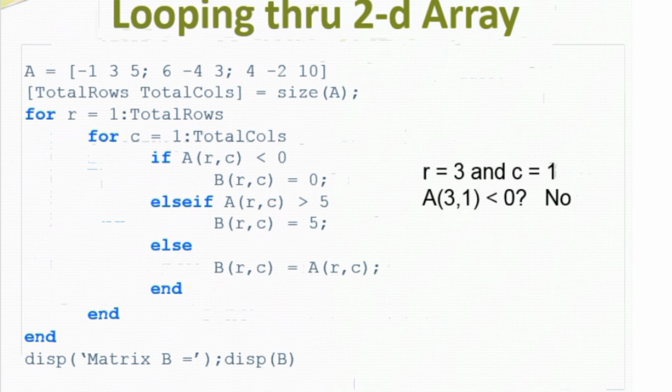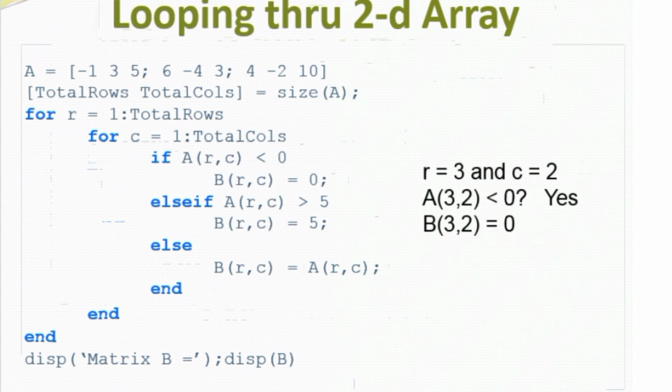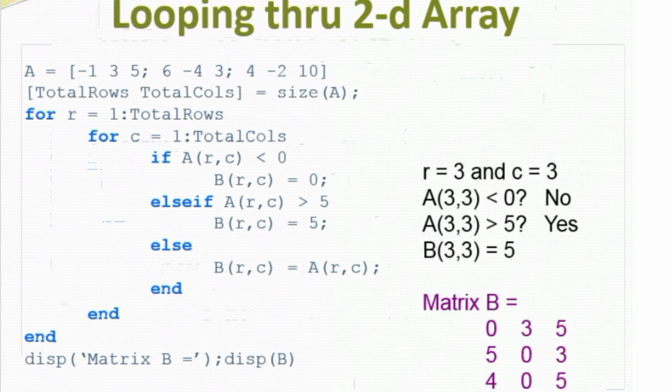Row 3, column 1 is 4. That is not less than 0. It is not greater than 5. So we put 4 into row 3, column 1 of matrix B. Again, I can see the placeholders for the other 2 columns, so that row has exactly the same number of values. Hit column 2. -2 is less than 0. Put a 0 in that spot. Finally, last entry, we've hit row 3, column 3. That's a 10. It is not less than 0. It is greater than 5, so we put a 5 in that spot.